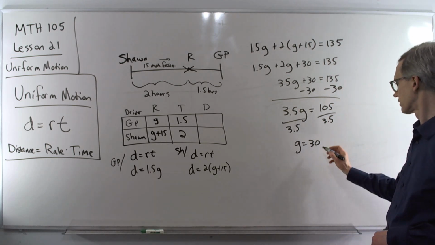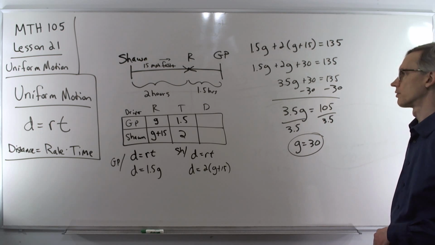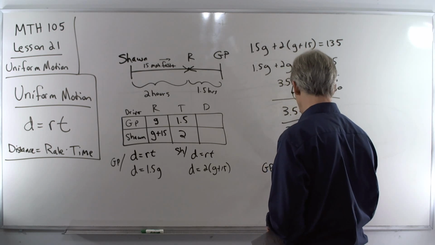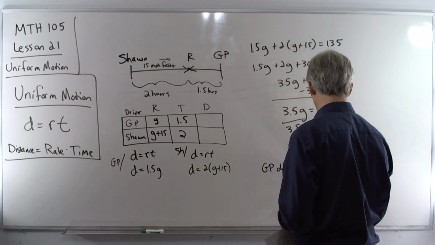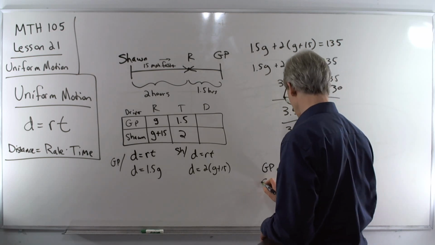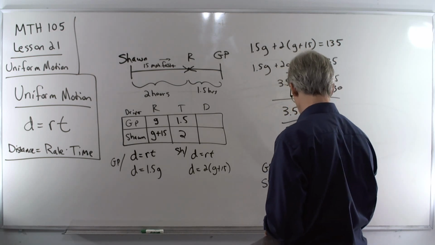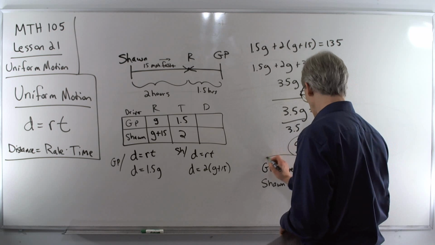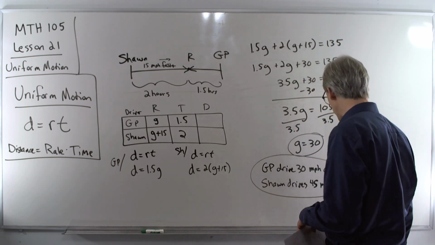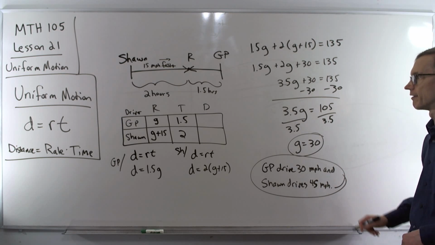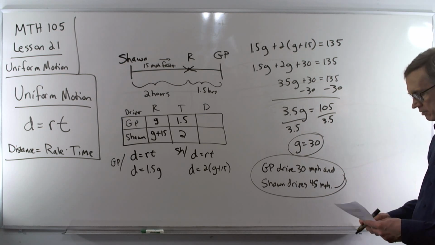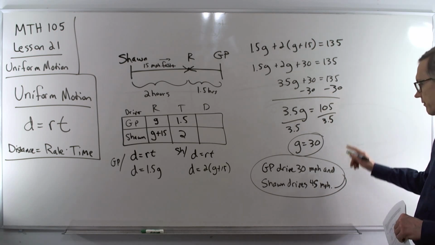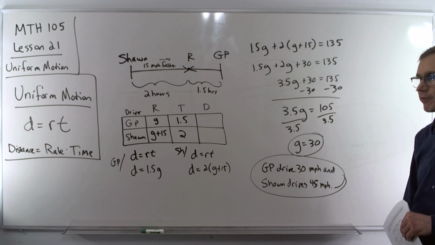So if we solve this equation, we get G is 30. So the grandparents are driving at 30 miles per hour. And we know Sean is driving 15 faster, so Sean is driving at 45. So we're going to check and see if the two distances driven by these two drivers adds up to 135.